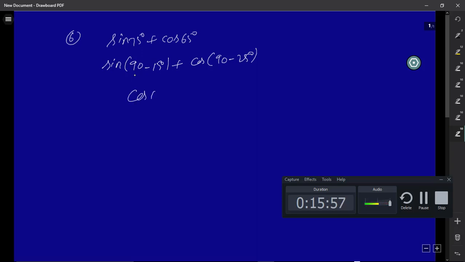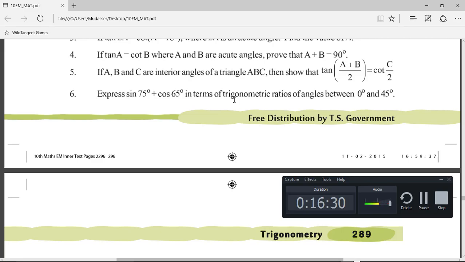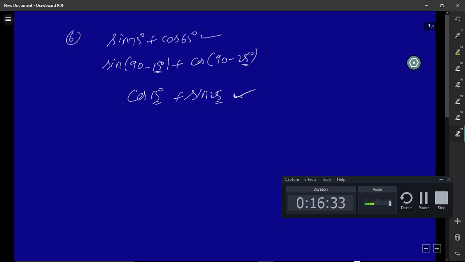Sine of 90 minus theta is how much? Cos theta. What is theta? 15. Cos of 90 minus theta is how much? Sine theta. What is theta? It is 25. So sine of 90 minus theta is cos theta, and cos of 90 minus theta is sine theta. Now the angles that I got are 15 degrees and 25 degrees, which means they lie between 0 degrees and 45 degrees, right? That's what they wanted us to do. They wanted us to express this in terms of trigonometric ratios lying between 0 degrees and 45 degrees, which we did.